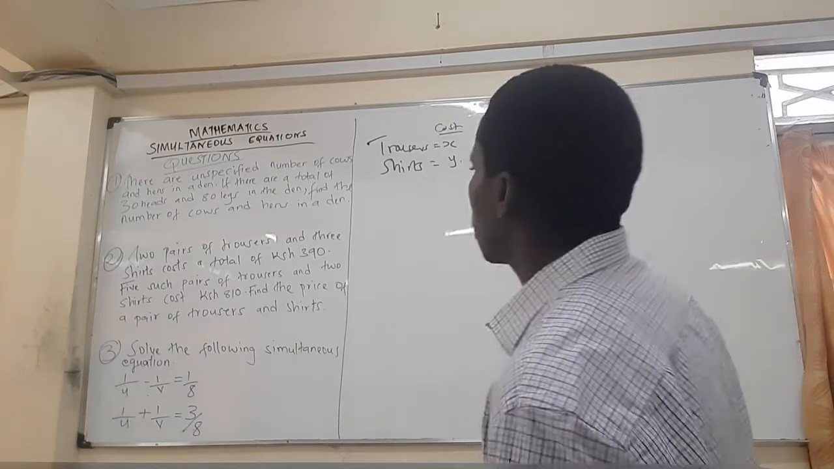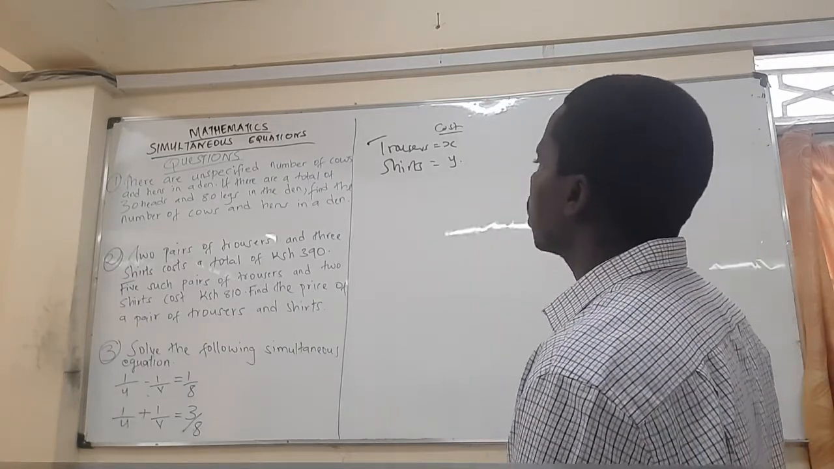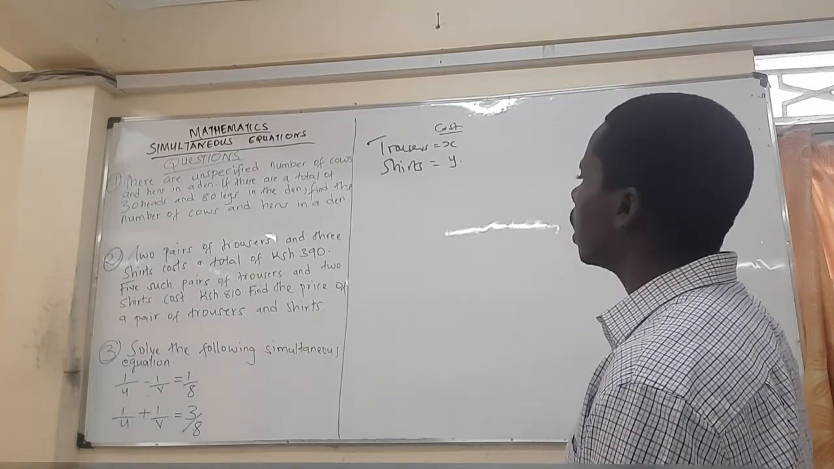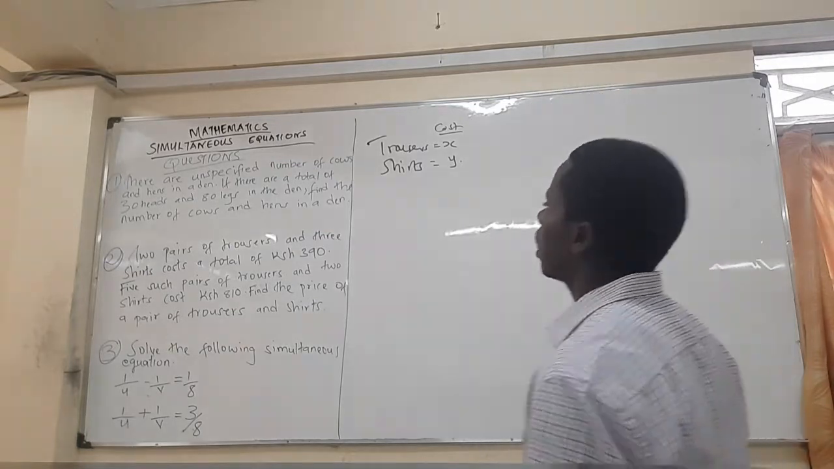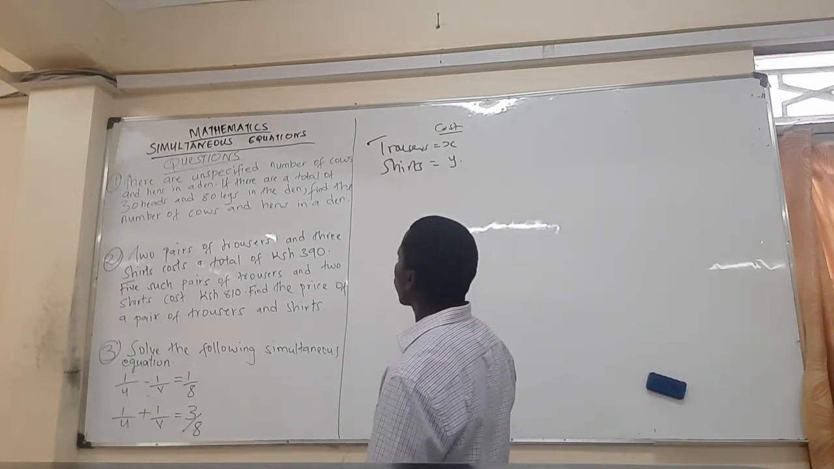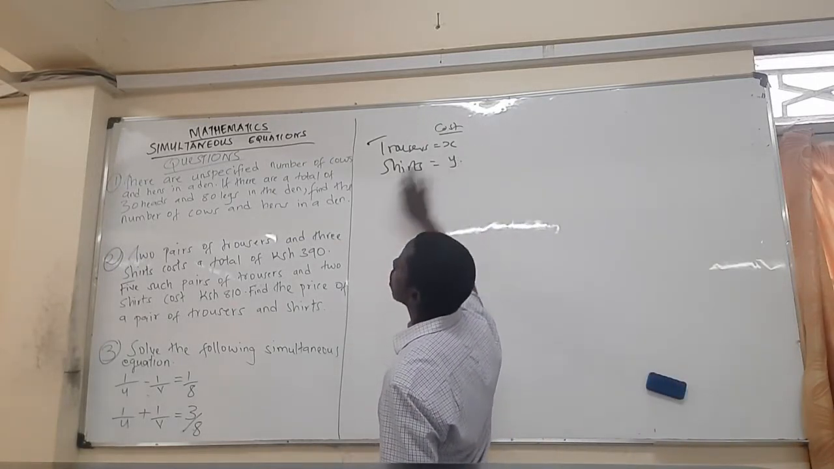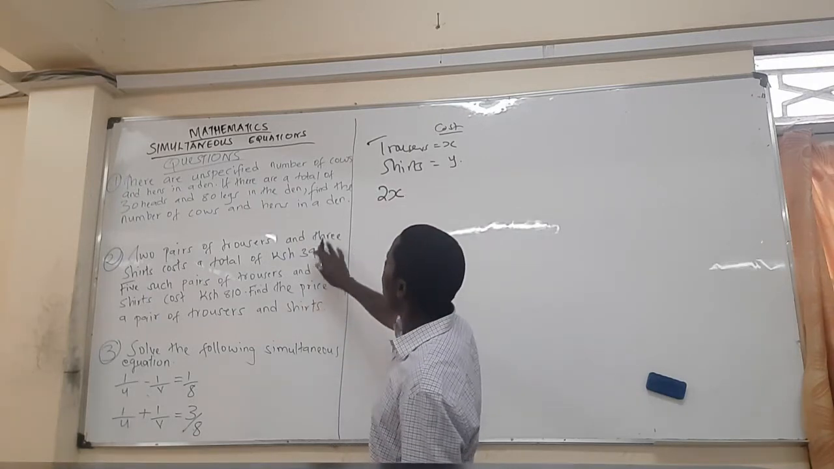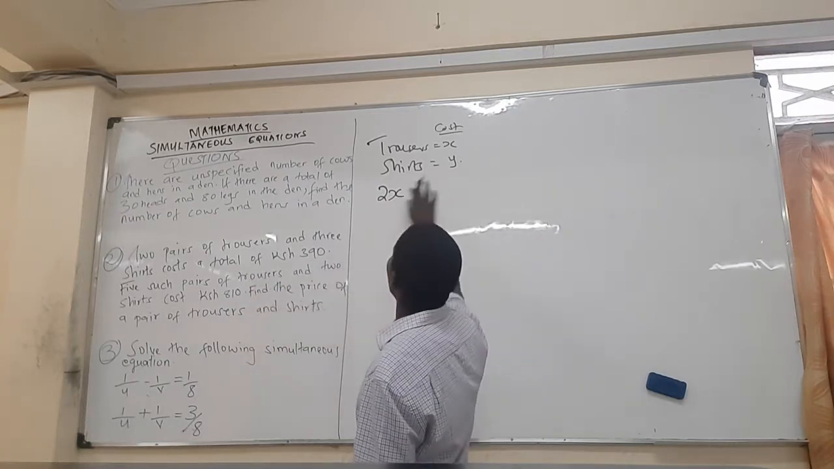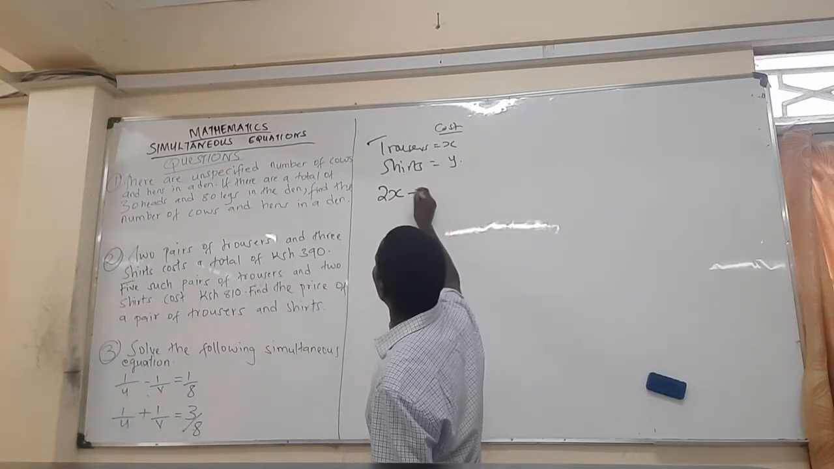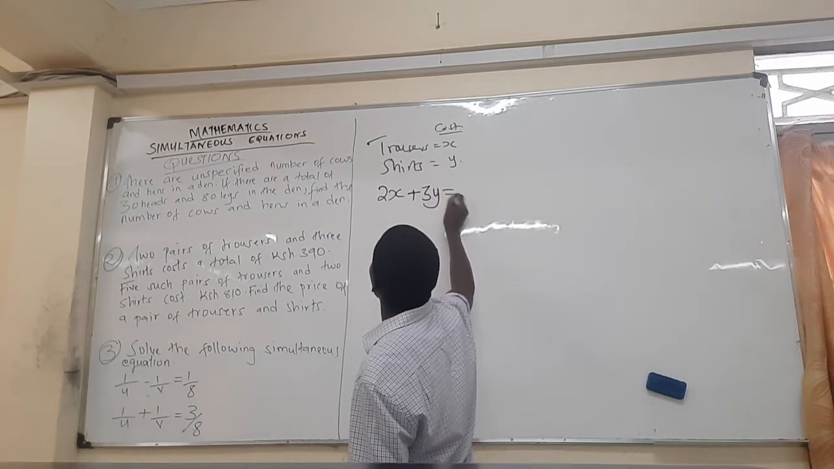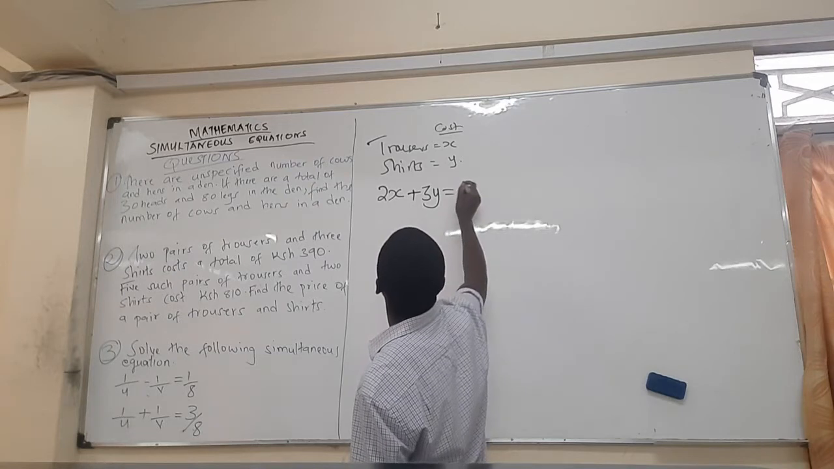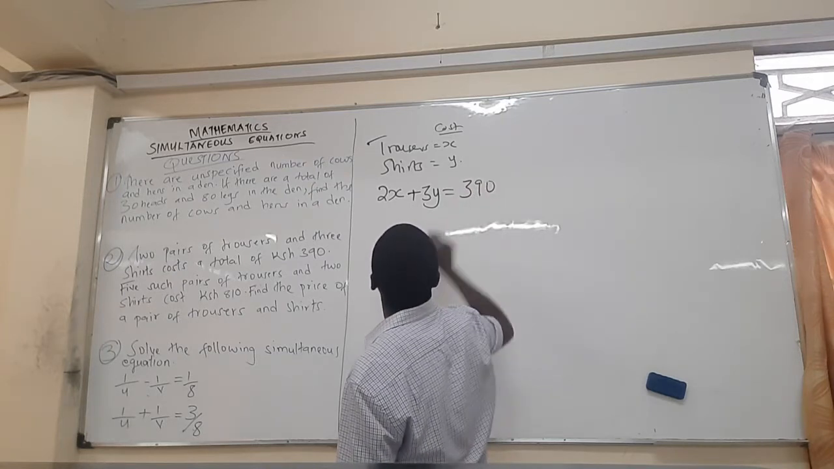So we read the first sentence there. This is that 2 pairs of trousers and 3 shirts cost a total of 390 shillings. So here you can say 2 pairs of trousers. One trouser costs x shillings. So 2 pairs are going to cost 2x shillings. And 3 shirts cost, one shirt costs y, so 3 will cost 3y. And then when you add the 2, you are going to have what? This is giving us 390 shillings.